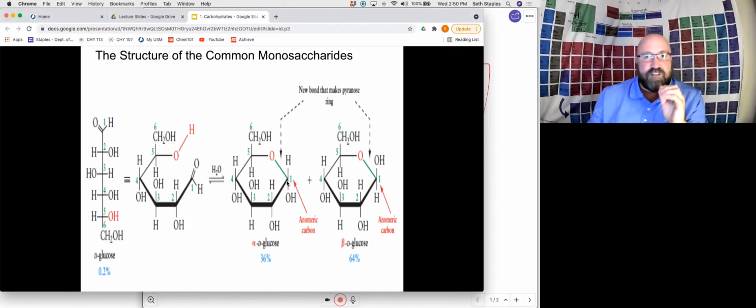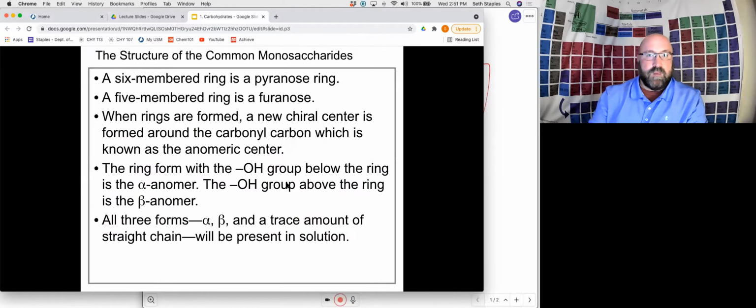And then here at this 1 position, this is now what we call the anomeric carbon. And that's a piece of terminology that we're going to be using here in just a little bit. But at this 1 position from our ring, we call that the anomeric carbon. A couple other definitions to know about. A 6-membered ring that is formed is called a pyranose ring. A 5-membered ring is called the furanose ring. When the rings are formed, we now form a new chiral center around that carbonyl carbon. And so, like I said, that is what we call the anomeric center, or the anomeric carbon.